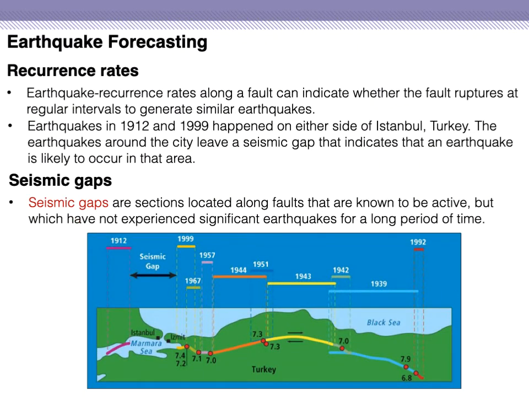Earthquake recurrence rates along a fault can indicate whether the fault ruptures at a regular interval to generate similar earthquakes. Earthquakes in 1912 and 1999 happened on either side of Istanbul, Turkey. The earthquakes around the city area leave a seismic gap that indicates that an earthquake is likely to occur in that area. Seismic gaps are sections located along faults that are known to be active, but which have not experienced significant earthquakes for a very long time.